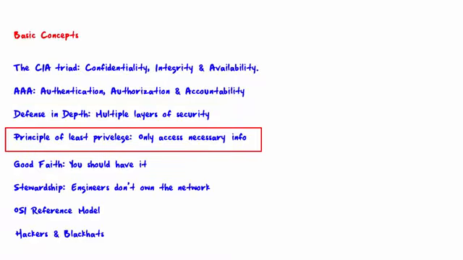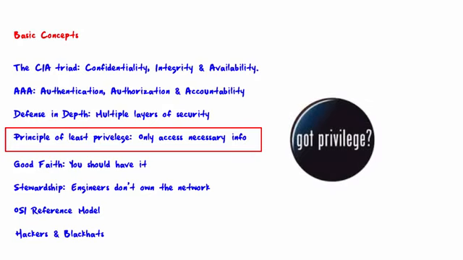Next concept we look at is the principle of least privilege, which means you should only be able to access necessary information. A user must only be able to access information on the network that it is necessary to do their job. Likewise, a process must only be able to access the network resources that it needs to perform the legitimate services of that process.